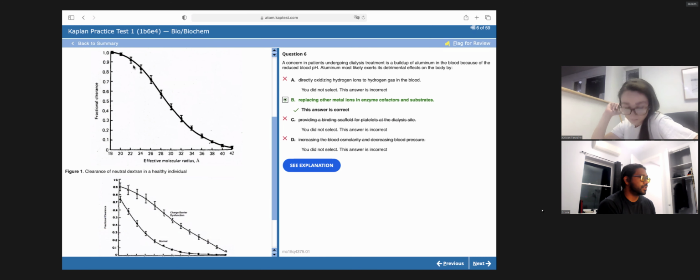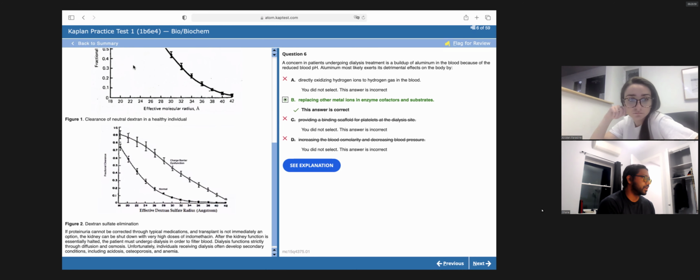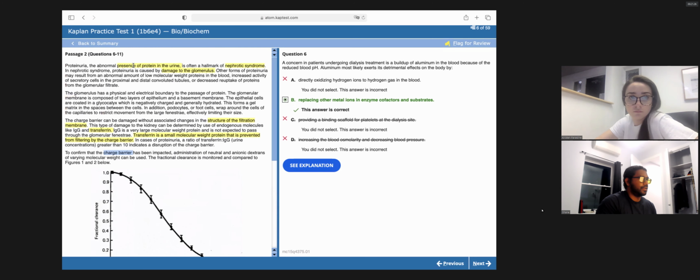Okay. So in figure 2, I see normally the fractional clearance just goes down. But if you have a charge barrier dysfunction, it seems like all those levels are higher. So I have somewhat of an idea of charge barrier, but I would need to see what they say about it. So let's see.